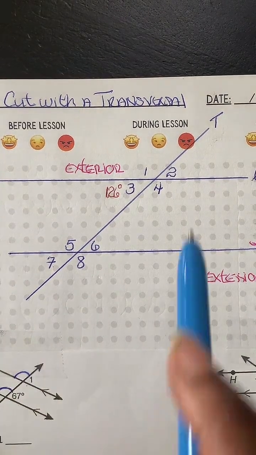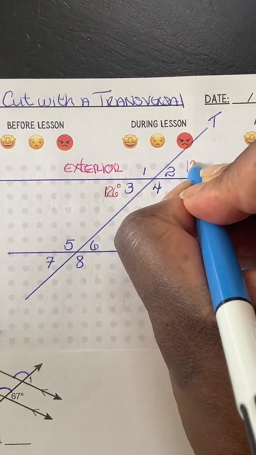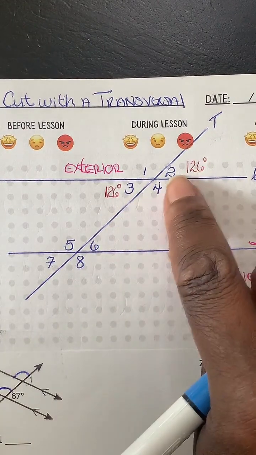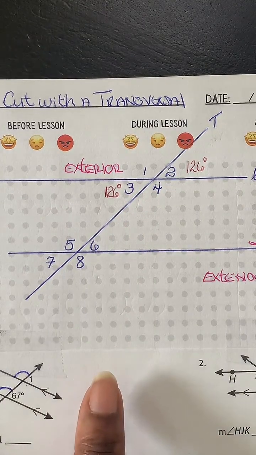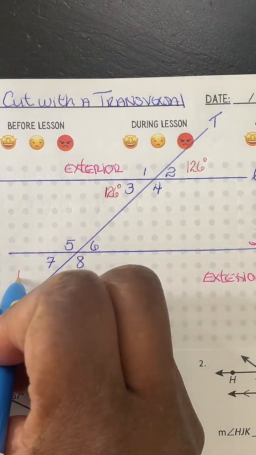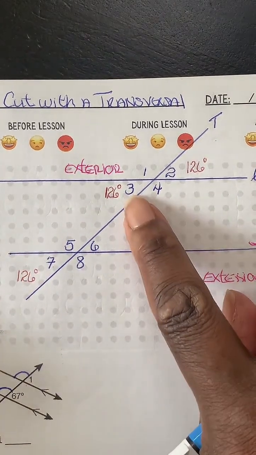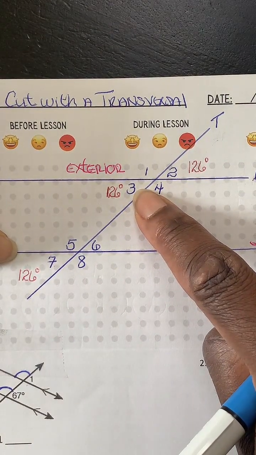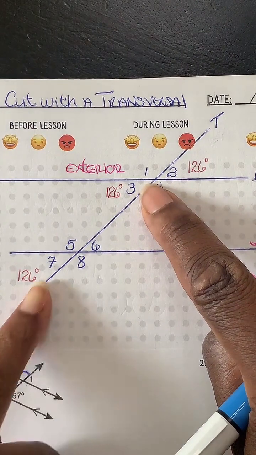Okay, so the reason why angle 2 is also 126 is because we have vertical angles. Okay, because we got vertical angles. Now, someone said 7 was also 126. And what type of angles is 3 and 7? What kind of angles are they? Take a look at your list. What kind of angles is 3 and 7?